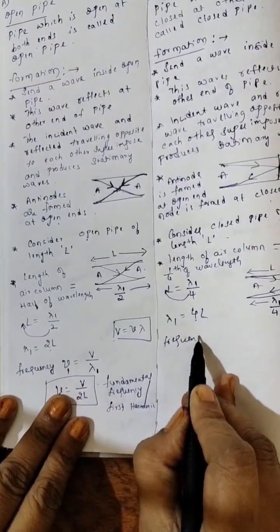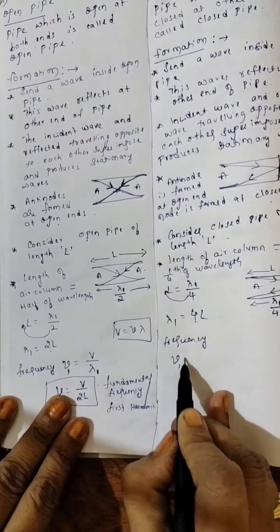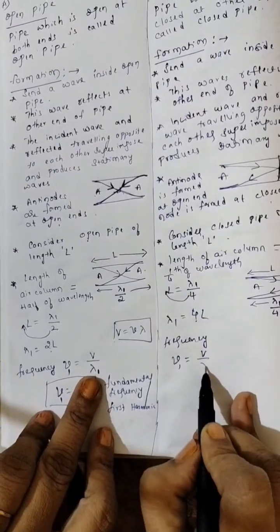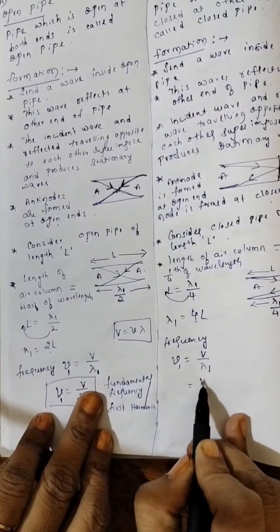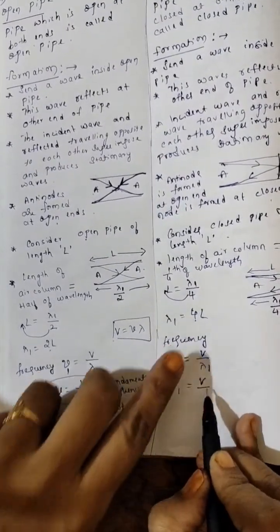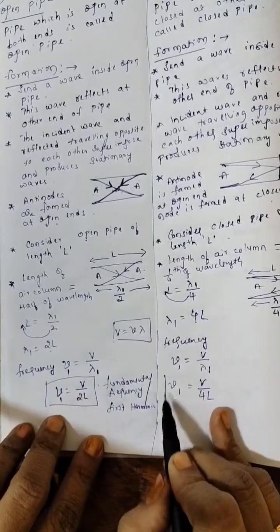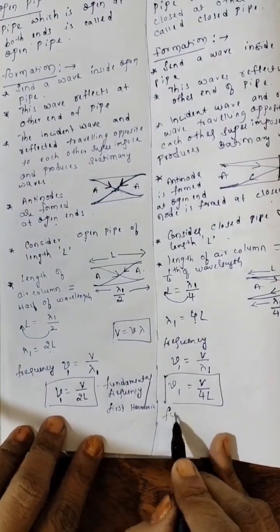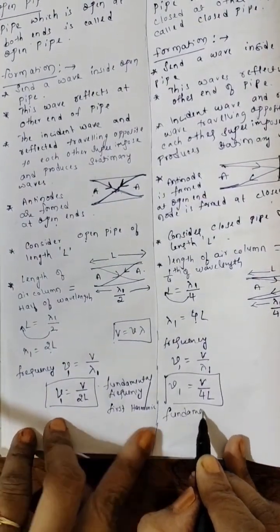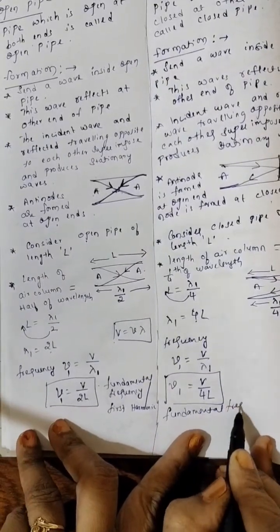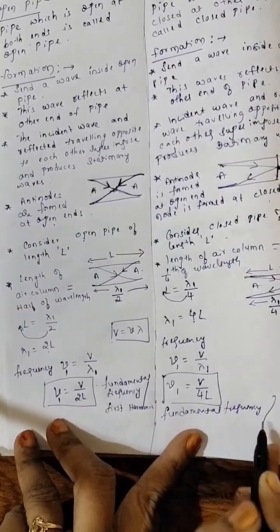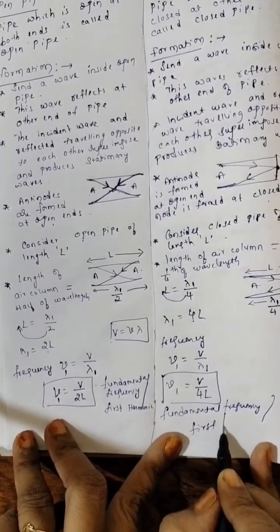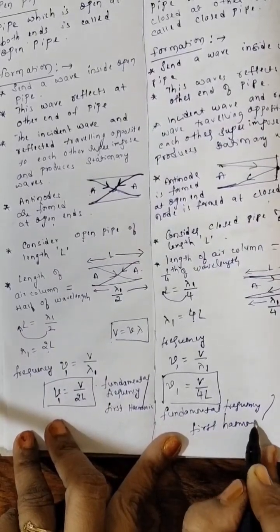Next, what will you write? Frequency. Nu 1. What is the formula? V by lambda 1. Instead of lambda 1, 4L. This we call it as fundamental frequency or first harmonic. Clear?